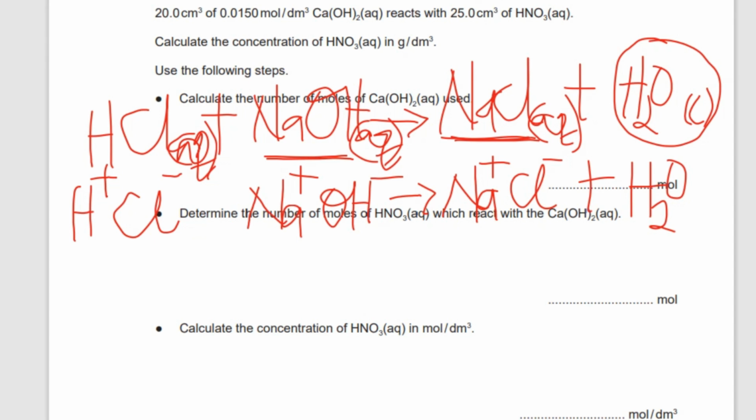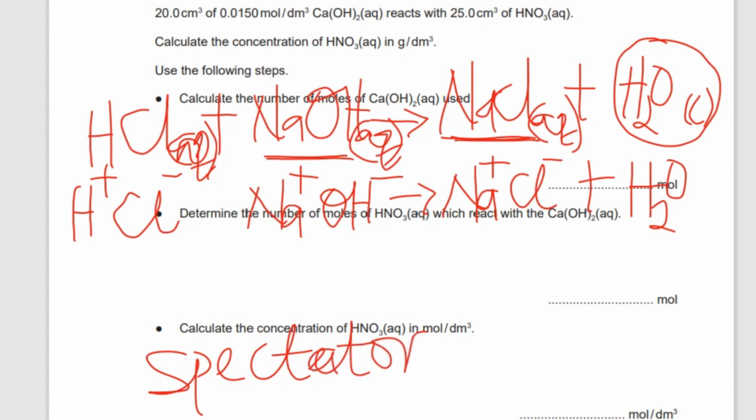Now, ions that appear on both sides of the equation, we refer to them as spectator ions. Spectator ions, because they are just coming to look, as it were, they are not really taking part.